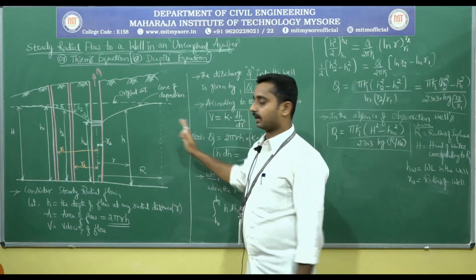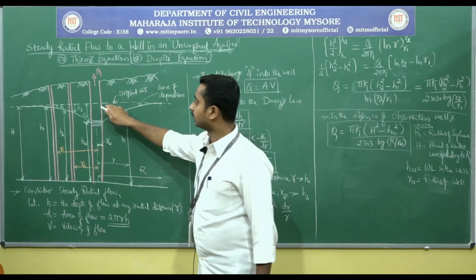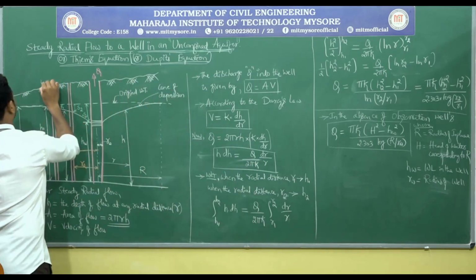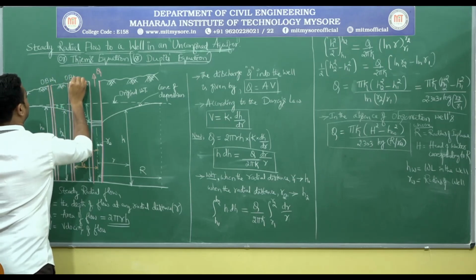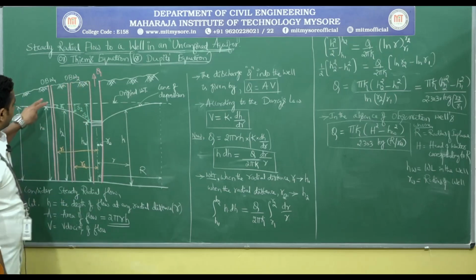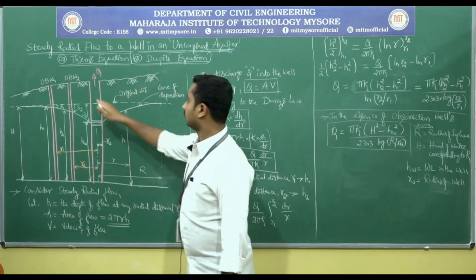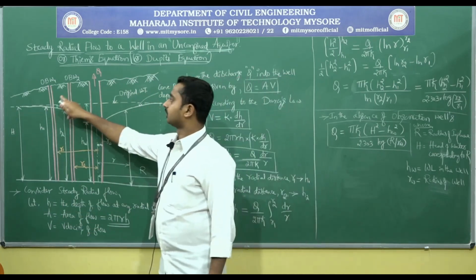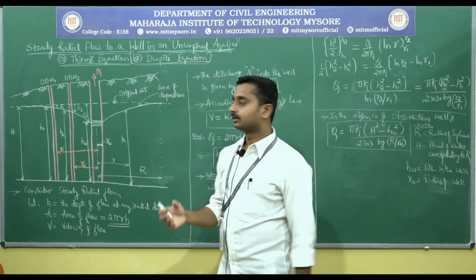Carefully observe the diagram. This is the pumping well, and these two are observation wells: observation well 1, and this is another one, observation well 2. There are two observation wells and one pumping well. Through the pumping well we are extracting the water, and the observation wells are for continuously recording the data.